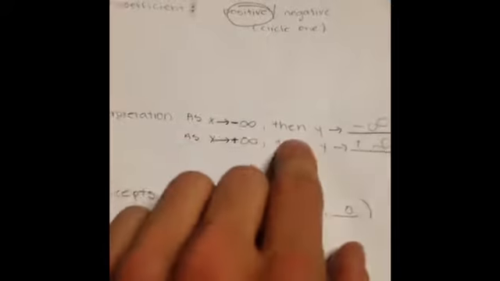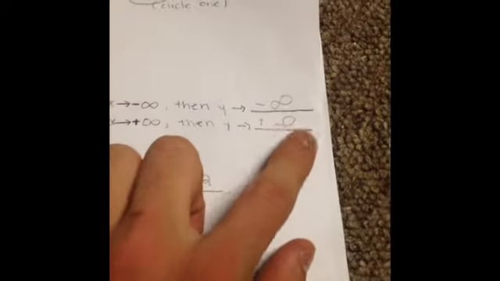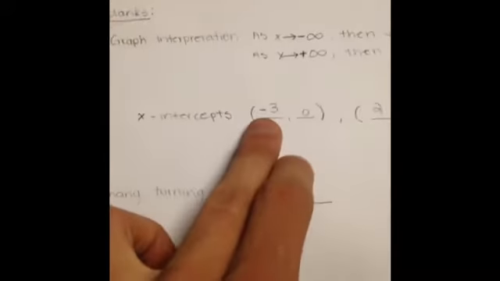From the end behavior, you get y goes to negative infinity and y goes to positive infinity. Then for the x-intercept, negative 3 to the 0, 2 to the 0. And how many turning points? You get 2, determined by the degree minus 1. Alright, yeah, we're done here.